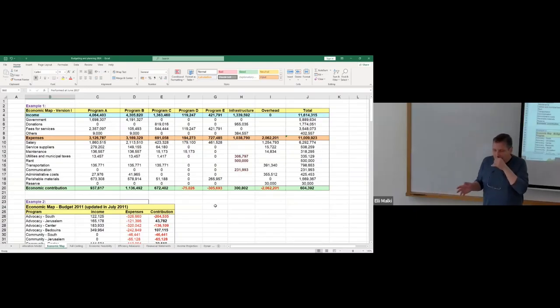Okay, and then we see 2 more columns. One is labeled infrastructure, and the second is labeled overhead. So what do we mean by that? To return to the general concept that I introduced in the previous class, now they are translated to real budget. So in the economic map or in the direct costing, we have the variable expenses for the programs, okay? And we have the fixed.